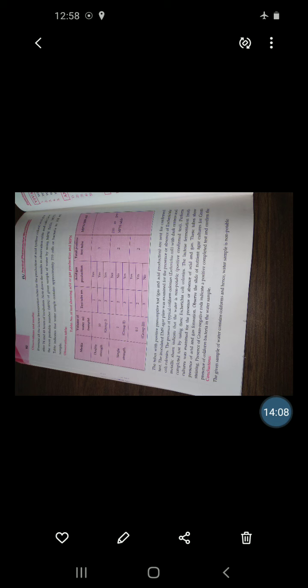Then questions based on this practical. First, what is inoculation? Then second, which media is used for the confirmatory coliform test? Then third, which one is the primary indicator of presence of coliform bacteria? Then next, which type of bacteria are not able to grow in presence of methylene blue? And last, what is the presumptive test?